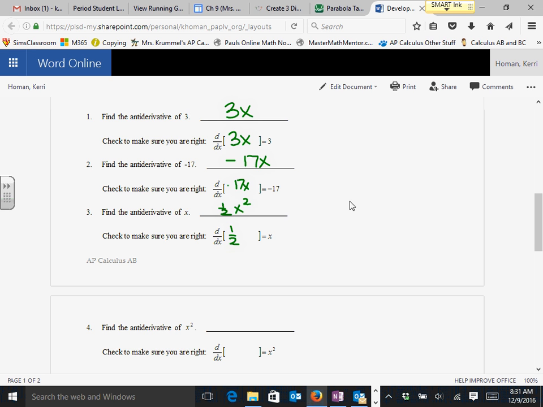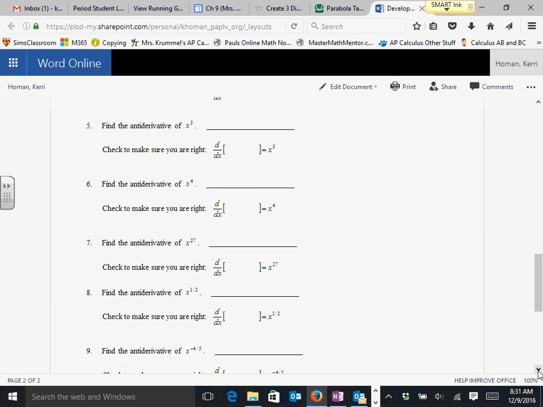Because when you do the power rule with 1/2 x squared, the 2 times 1/2 goes to 1, we're left with x. Antiderivative of x squared, Logan. Number 4. 1/3 x cubed, because when you do the power rule, the 3 times 1/3 cancel out, and you're left with x squared. How do you guys feel about 1 through 4? Easy peasy. Lemon squeezy. All right, let's keep going.